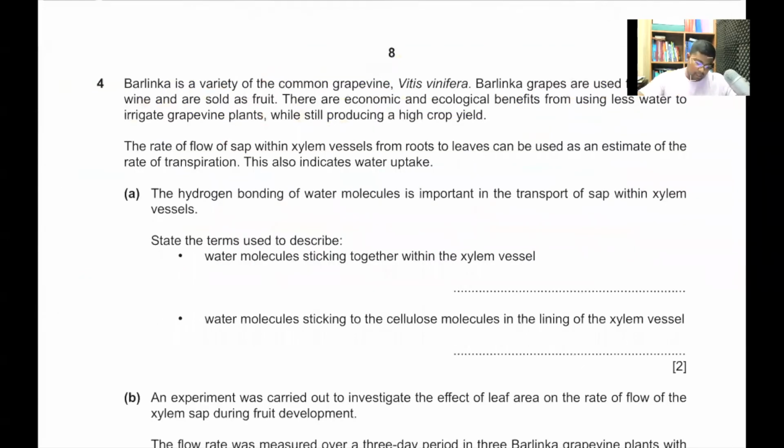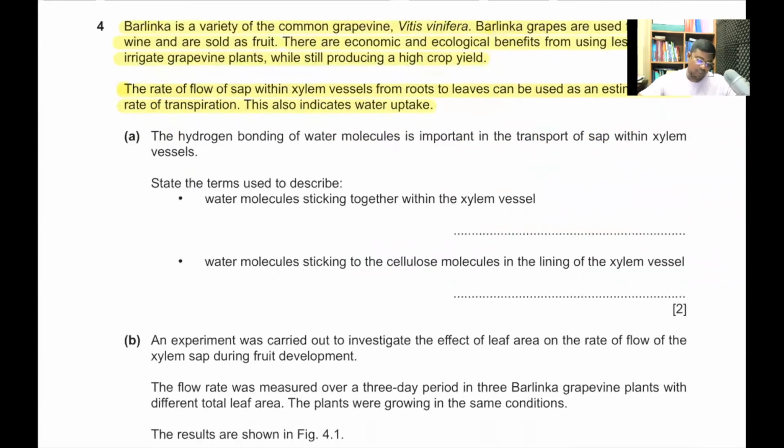Question number 4. Berlinka is a variety of common grapevine, Vitis vinifera. Berlinka grapes are used for making wine and sold as fruit. There are economic and ecological benefits from using less water to irrigate grapevine plants while producing high crop yield. The rate of flow of sap within xylem vessels from roots to leaves can be used as an estimate of the rate of transpiration. This also indicates water uptake.